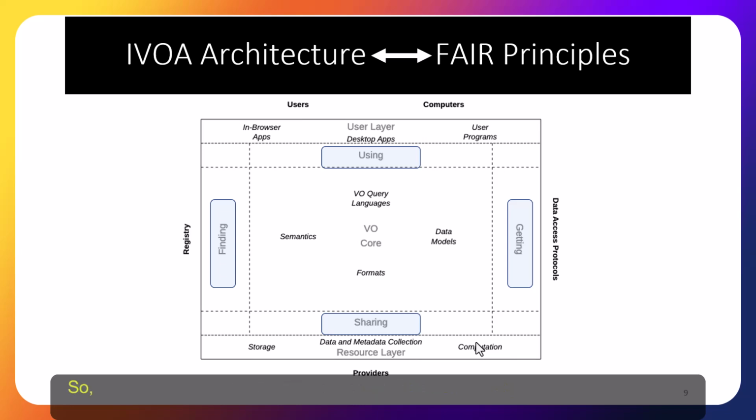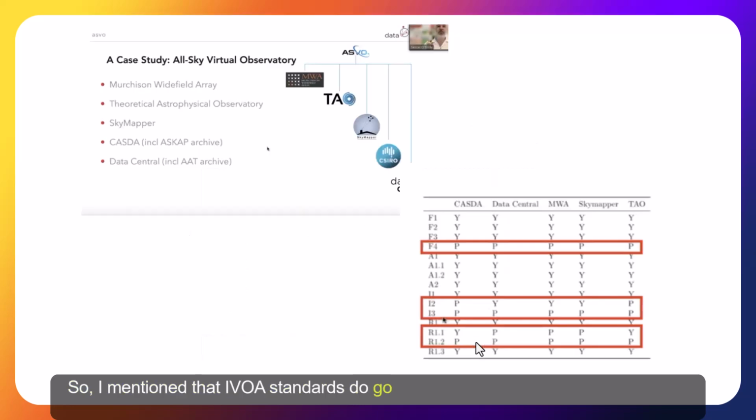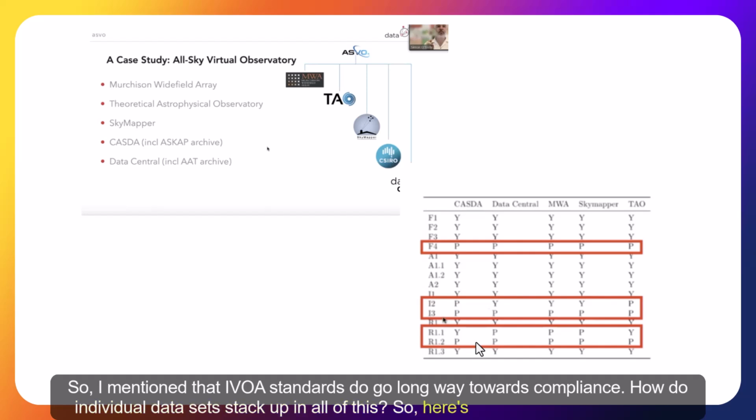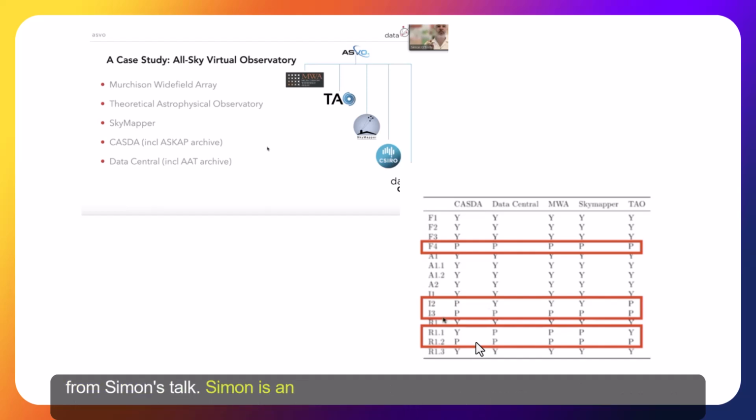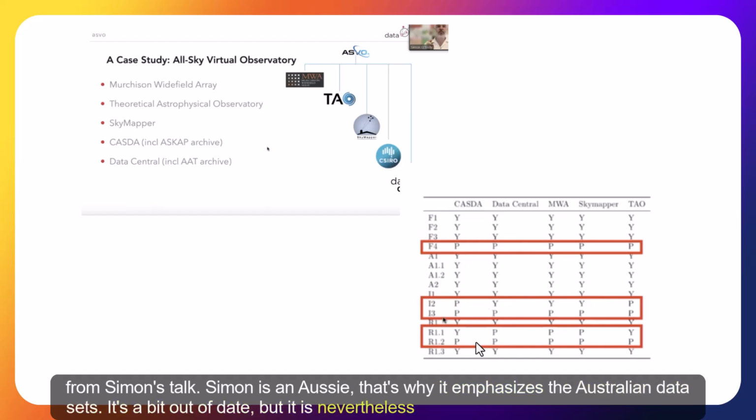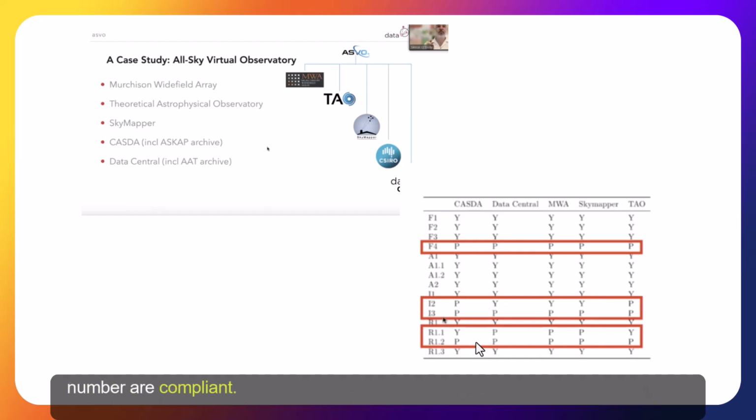All right, so I've mentioned that IVOA standards do go a long way towards compliance. How do individual data sets stack up in all of this? So here's a list of Australian data centers from Simon's talk. Simon's an Aussie, that's why it emphasizes the Australian data sets. It's a bit out of date, but it is nevertheless instructive. You can see that a good number are compliant. The red boxes indicate where they're partially compliant.